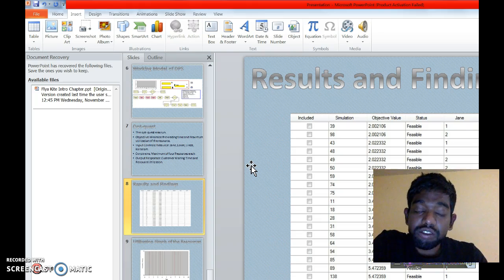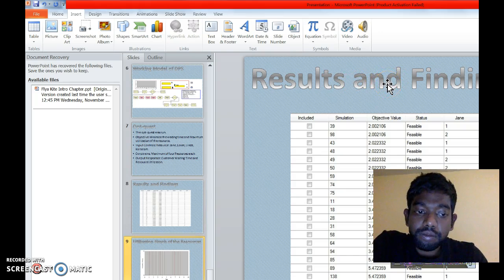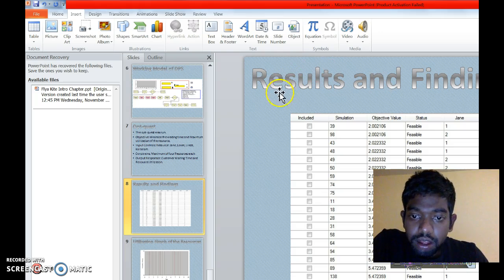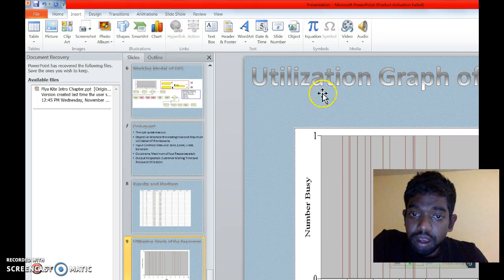After running this OptiQuest, I have got a feasible solution in my 39th replication, where Jane has one resource, Karnam and Linda has 3, and Lauren has 2. And there were different feasible solutions, but my 39th replication was the feasible solution which I found out to be. And this is my graph after when I have simulated the model, which it is been plotted between the number busy and the time.